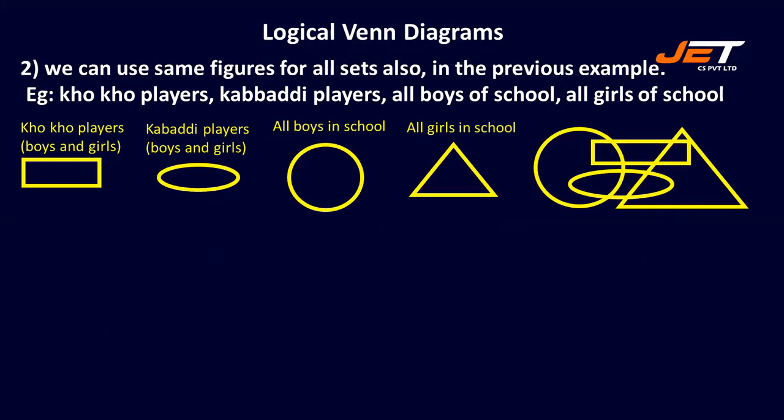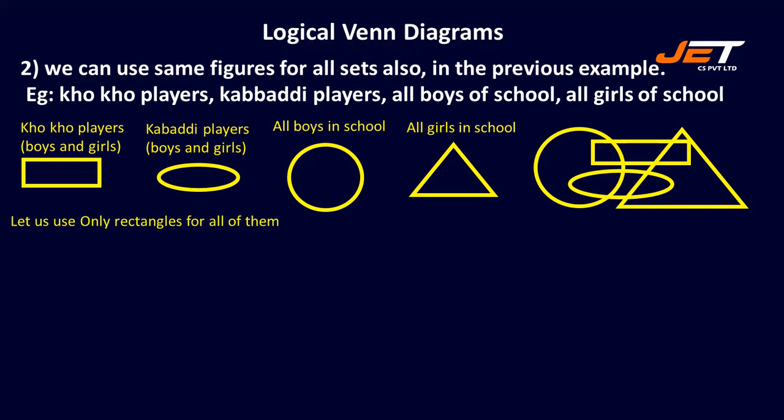Yes. We can also use the same figures for all sets. In the previous example, Kho players, Kabaddi players, all boys of school, all girls of school, we can see the rectangle, oval, circle, and the triangle representing the respective players.